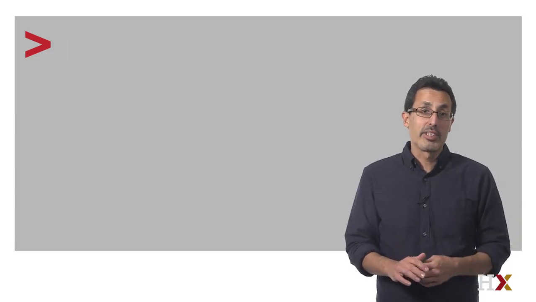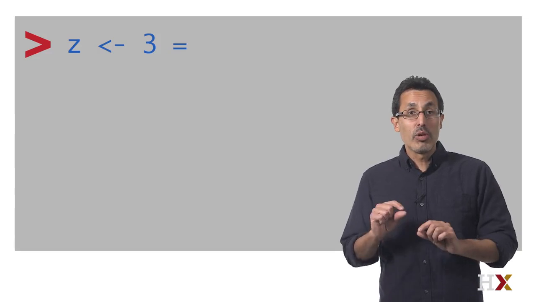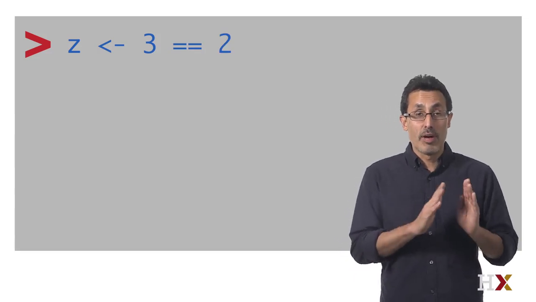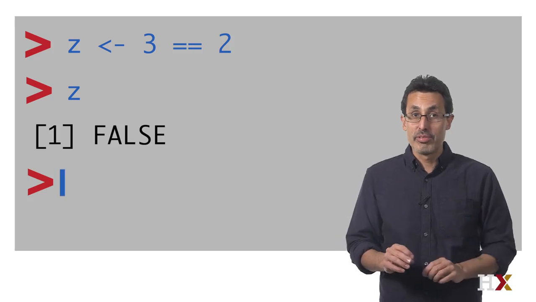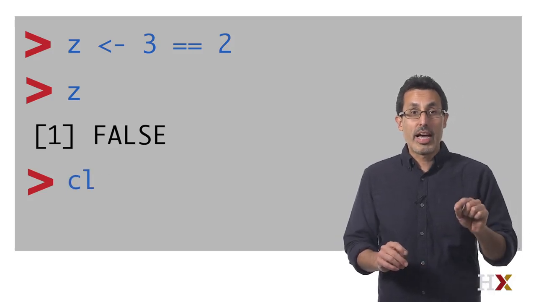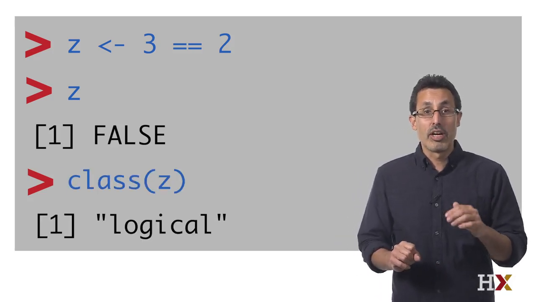Logical vectors are another type of vector. We don't have those in this particular data frame, but we need to mention them. These must be either true or false. So we can create a logical vector by, for example, assigning 3 == 2 to the object z. When I type z, we see that it's FALSE. That's because 3 is not equal to 2. And if we type class(z), it returns logical.